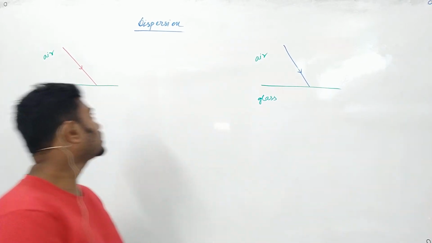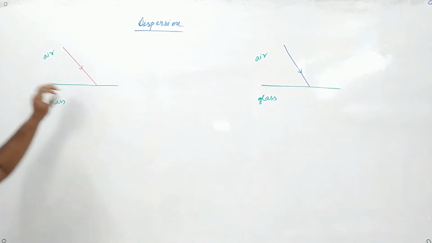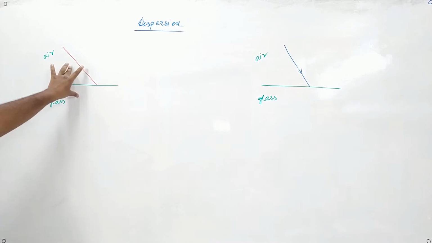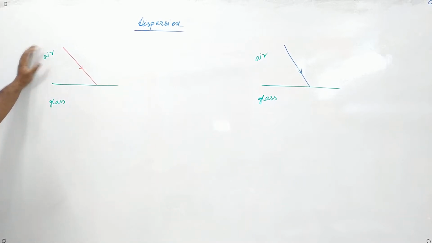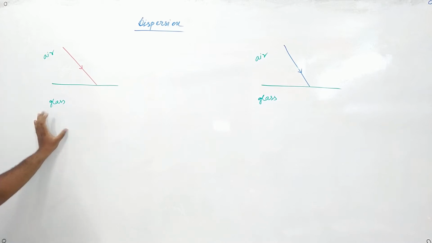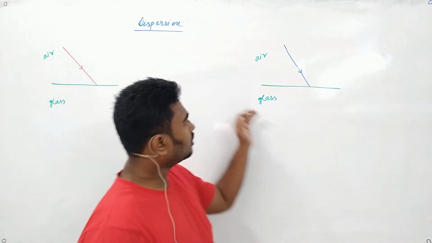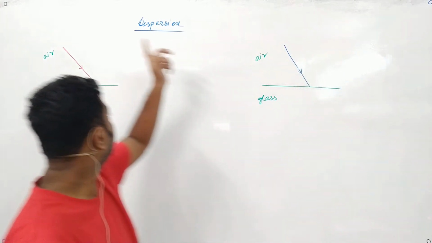Okay, so today we will start with dispersion. Suppose we have a surface separating two media. The below one is glass, the upper one is air. We know that glass is more dense than air, right? In the same situation, we are putting a blue ray here, we are putting a red ray here.